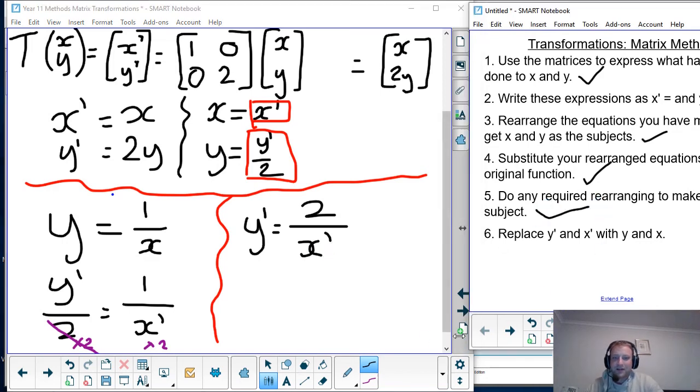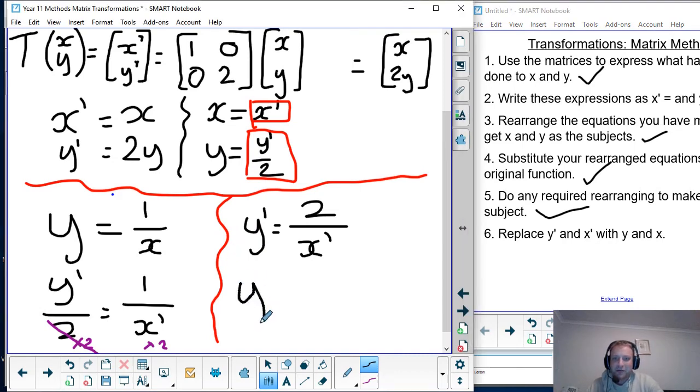Then we want to write a nice equation that just has y and x, not y dash and x dash. They've served their purpose. They were like placeholders for x and y while we did our work. Now we can just remove the dashes, scrub them out, and we get our transformed equation: y equals 2 on top of x.